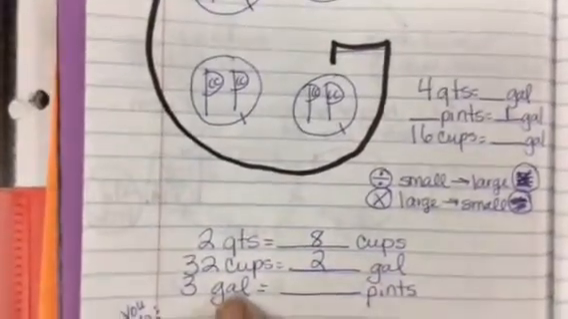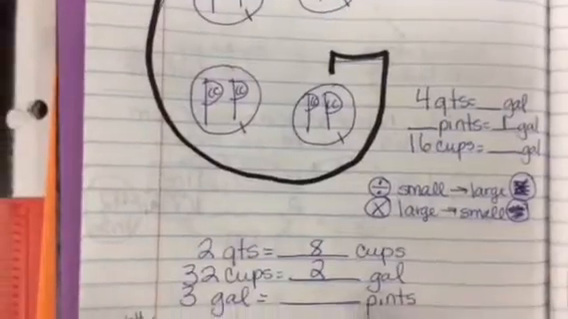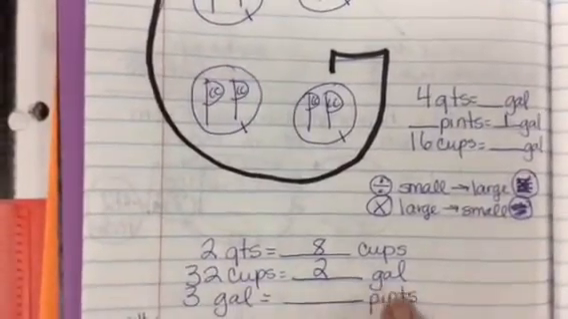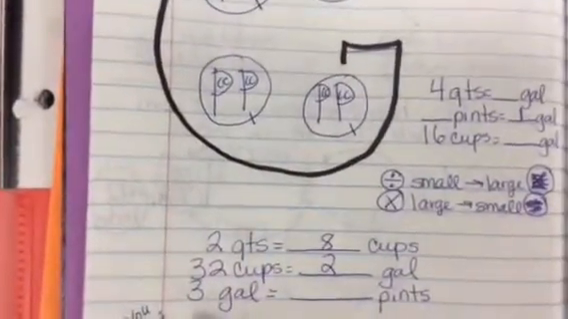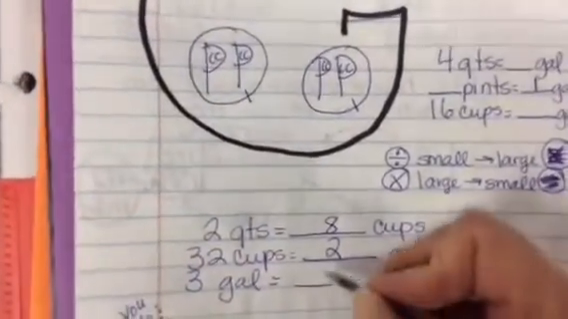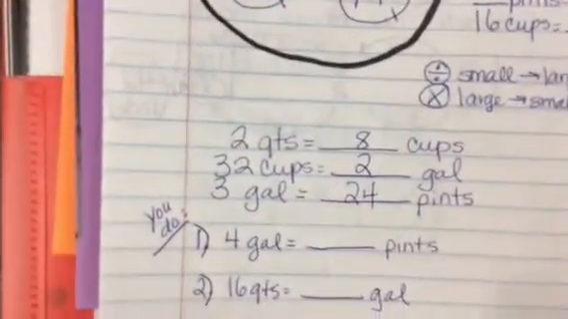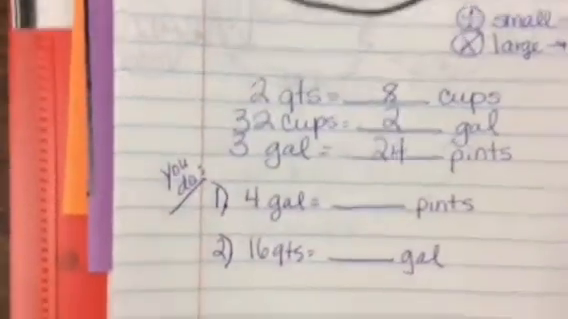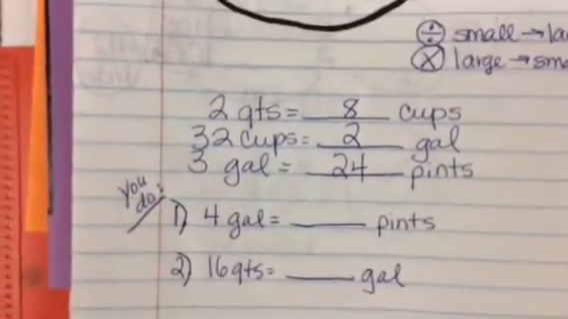All right, now I'm going gallons to pints. I'm going large to small, multiply. So how many pints in 1 gallon? 2, 4, 6, 8 times 3 gallons would give me 24 pints. All right, now you do these. Copy them down. There are 2 conversion questions there for you to do.